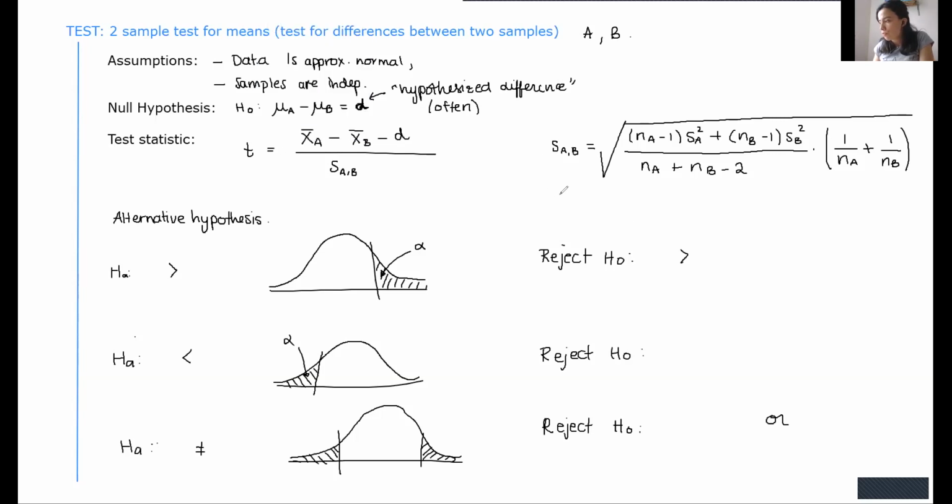And for precision right away, I'm going to also specify how to compute the degrees of freedom. It's not that horrible. It's just NA plus NB minus 2. Okay, so when you're trying to determine which row to look at in your T table, you just have to compute it by doing NA plus NB minus 2. So this is just for the degrees of freedom. It's just a small calculation that you need to do in order to figure out which row to look at.